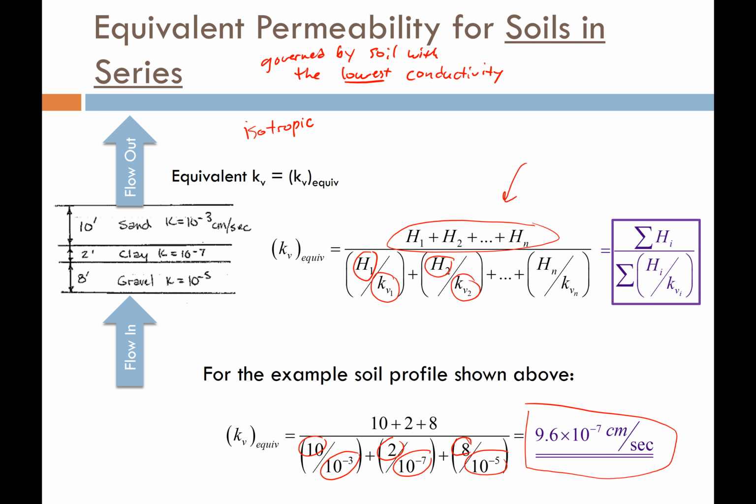And just so you're aware, and in case you're interested, when we perform pump tests in the field, these are the types of equivalent hydraulic conductivities that we're actually measuring because the soil in the field is in layers. And so we may be measuring a mixture between the horizontal and the vertical conductivities, or kind of like an average conductivity for the whole soil.